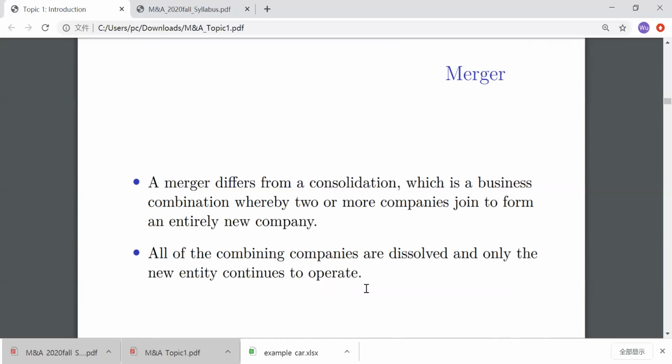in merger acquisition. So first of all, what is a merger, or what is a consolidation? A merger typically differs from consolidation. A consolidation is a business combination where two or more companies join to form an entirely new company. And then all of the combining companies are dissolved and only the new entity continues to operate.